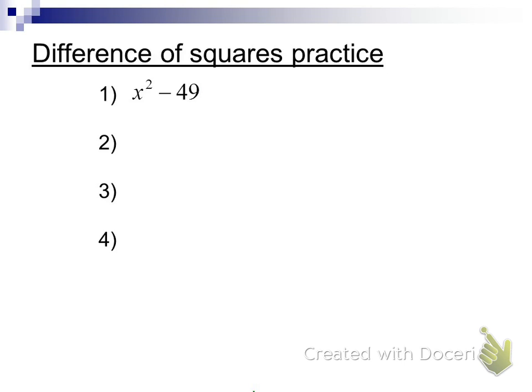So, a little practice, difference of squares. X squared minus 49 would factor as what? X minus 7 times X plus 7, or X plus 7 times X minus 7. The order of the conjugate pairs does not matter. Okay?